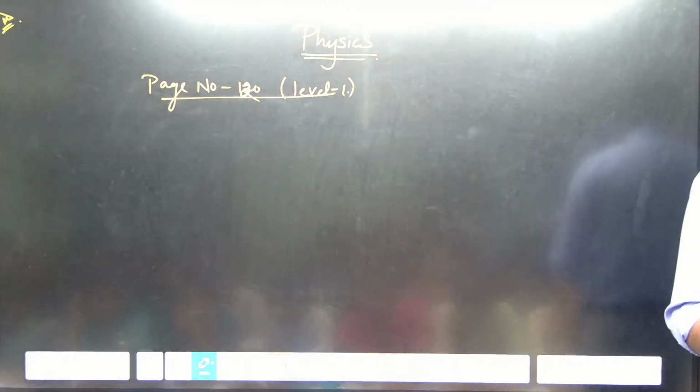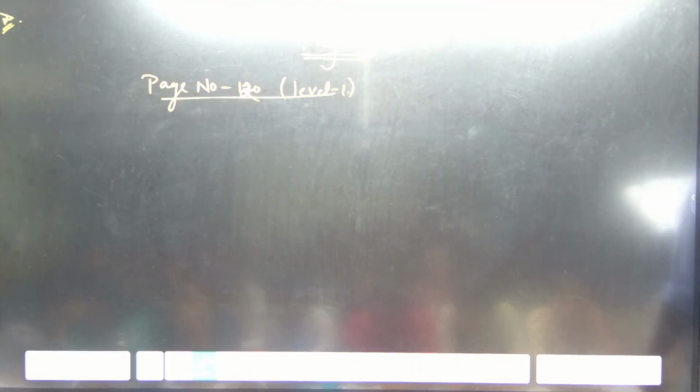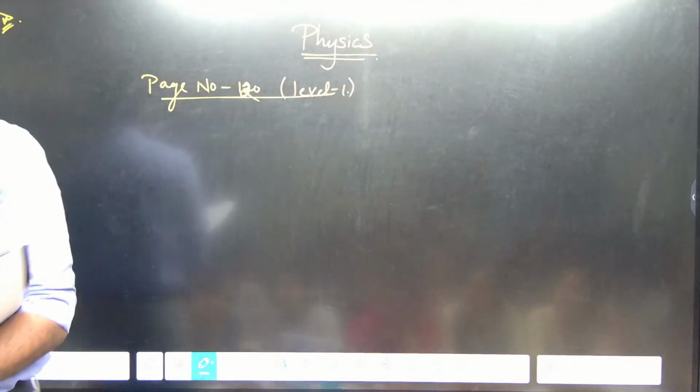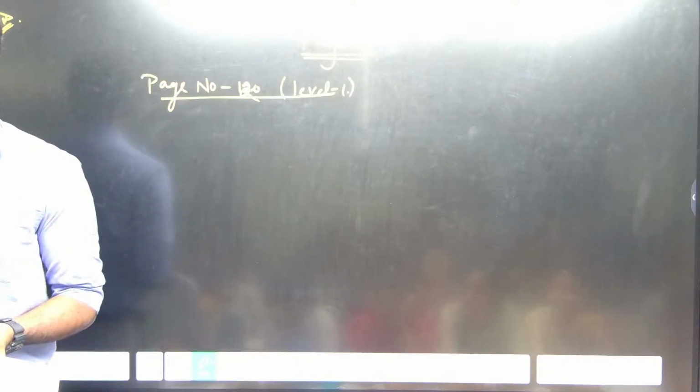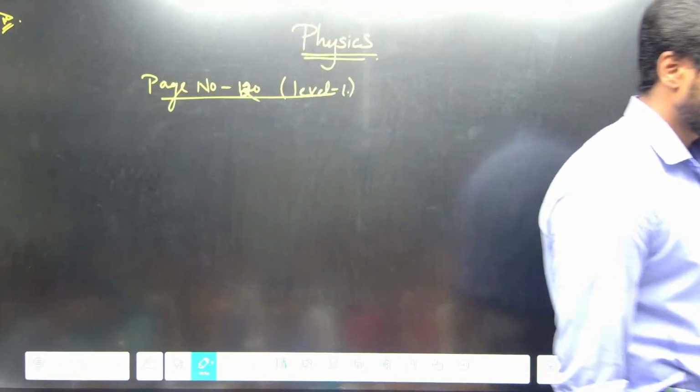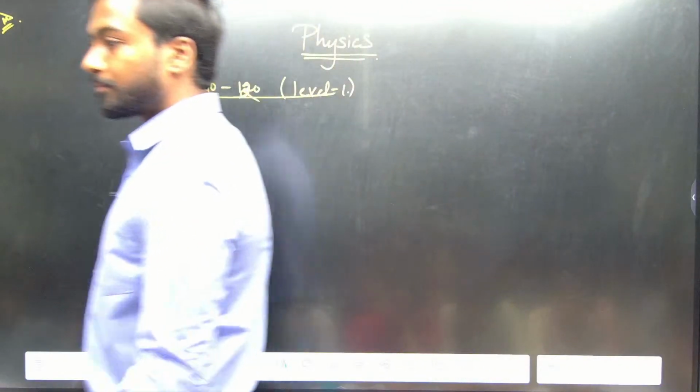Second question: which of the following is not a path function? We have talked about internal energy, no? It is not a path function, and that is what they are asking, which is nothing but delta Q minus delta W. Okay. Option C.